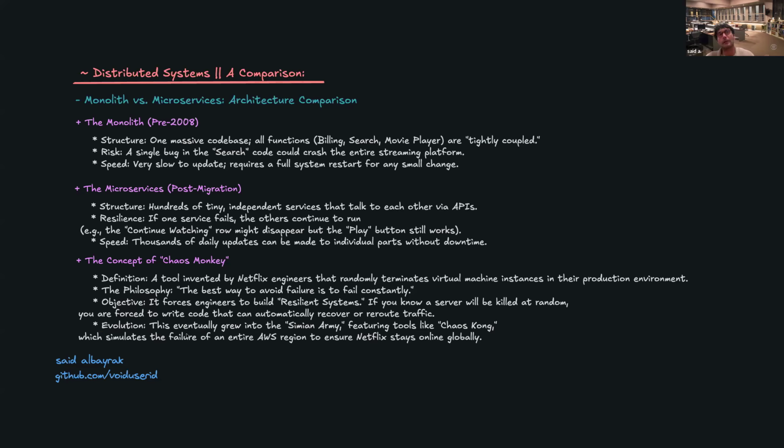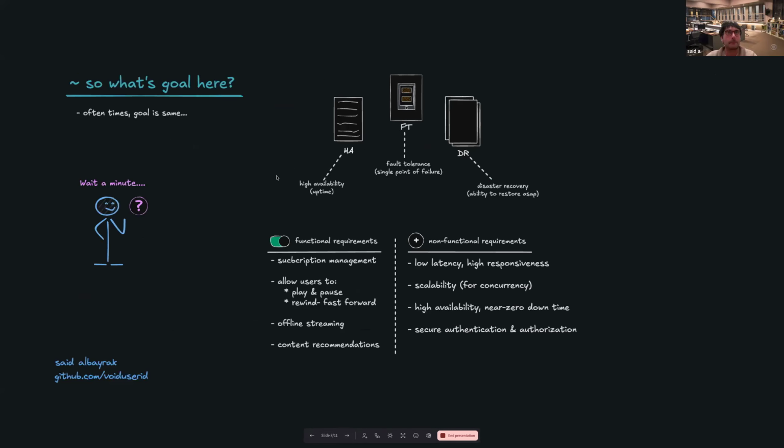So the final evolution, this eventually grew into a Simian Army. The Chaos Monkey has different subcategories. They have Chaos Monkey, Chaos Gorilla, Security Monkey, Doctor Monkey, Latency Monkey, Chaos Kong. They all configure and manage the whole system, and they randomly shut the system down and restart it again. So that's the whole idea.